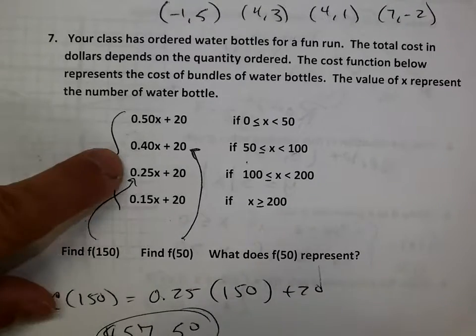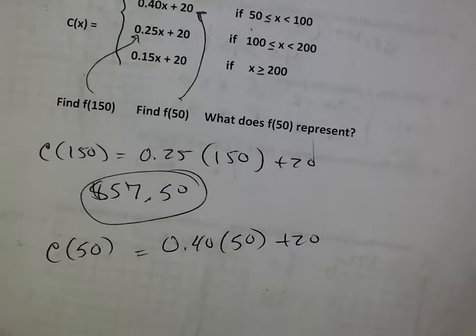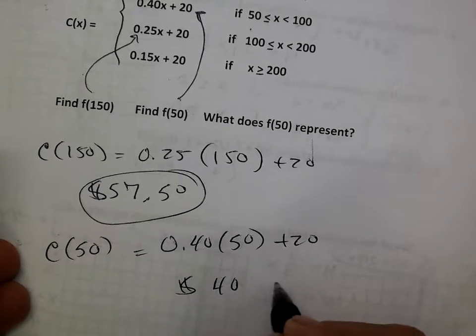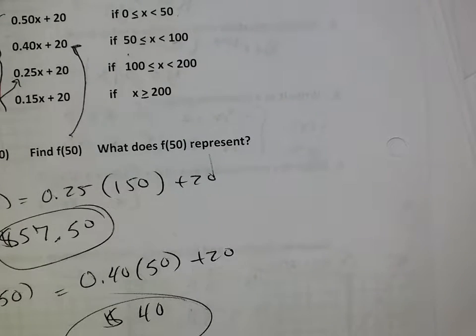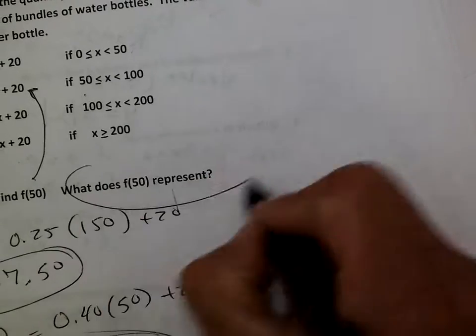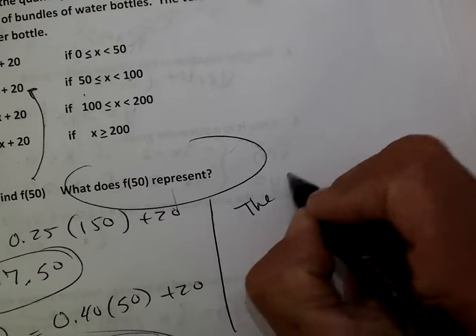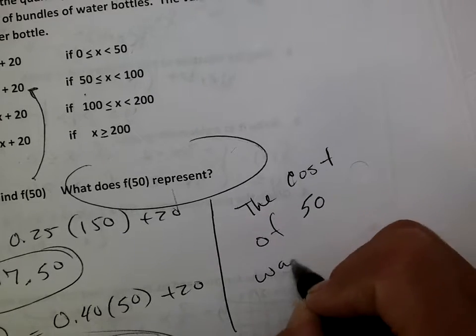We're going to go 0.40 times 50 plus 20, and I'm just going to use my calculator. 0.4 times 50 plus 20, and it's going to cost me $40. Okay, how's that? Okay, now what does f of 50 represent? It's simply going to be the cost of 50 water bottles.